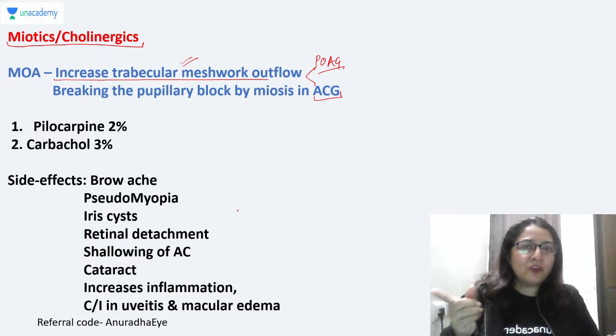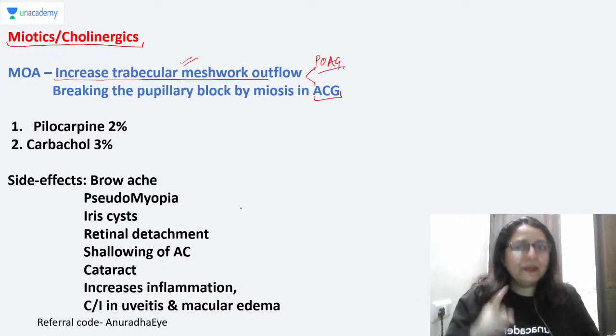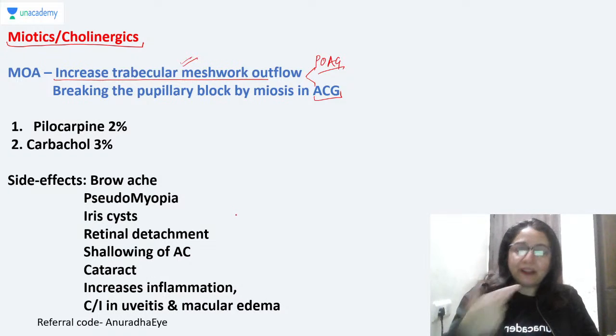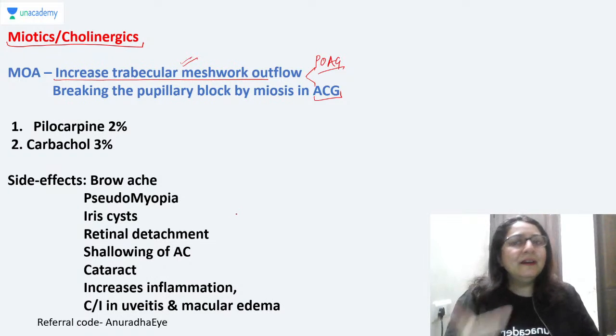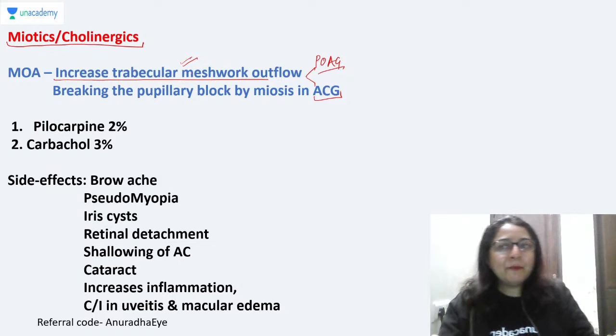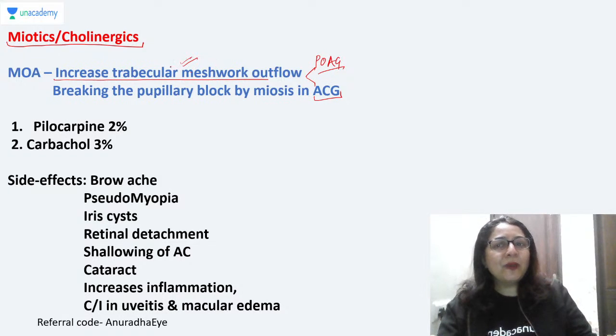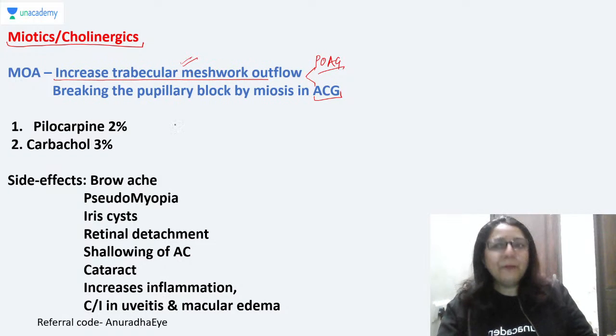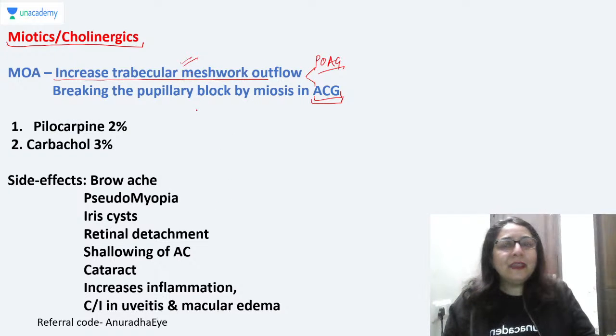So far we talked about prostaglandin analogs, which increase the uveoscleral outflow. We talked about alpha agonists, which also increase the uveoscleral outflow. So miotics or cholinergics are the ones which increase the trabecular meshwork outflow. And they are the drug of choice to break an attack in acute congestive glaucoma.